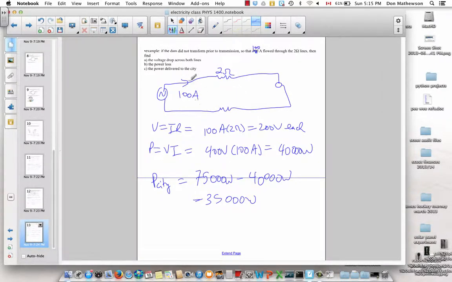This is why we transform. Because when we step up the voltage, the current goes down. When the current goes down, the line losses go down, and the power grid is much more efficient.